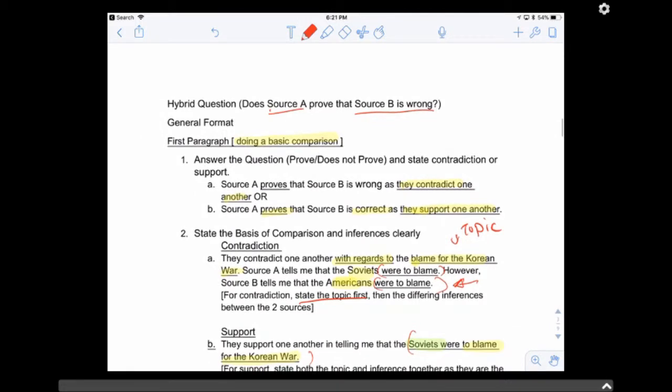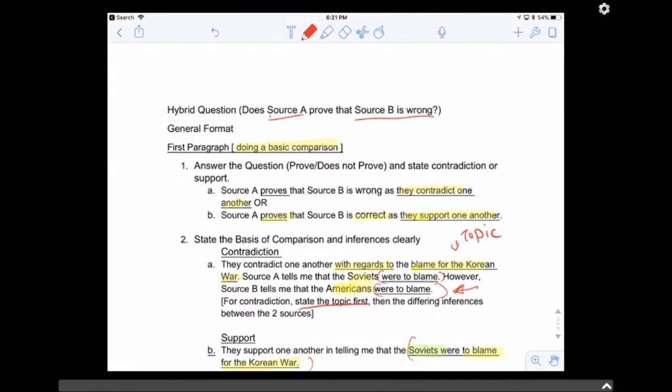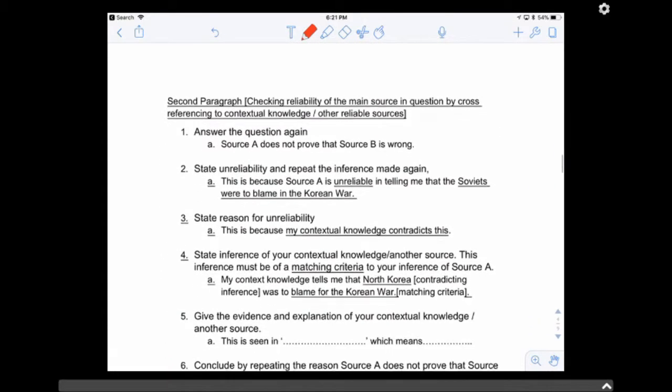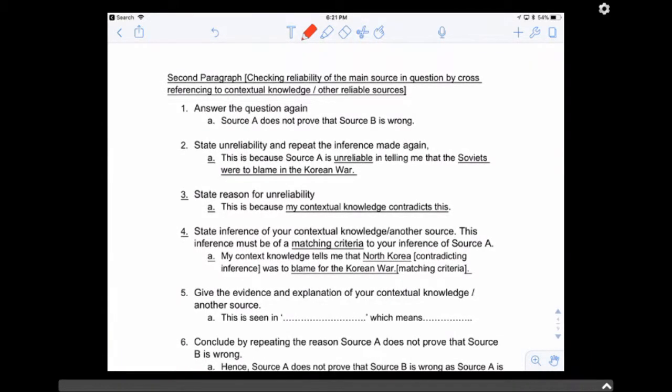How do you know what you need to compare? Again, look at the main inquiry. The hint will be there, okay, in the main inquiry itself. Alright, so next paragraph, because you're checking reliability of the main source in question by cross-referencing to your CK or other reliable sources, right? So answer the question again.